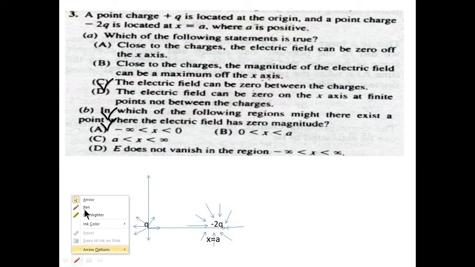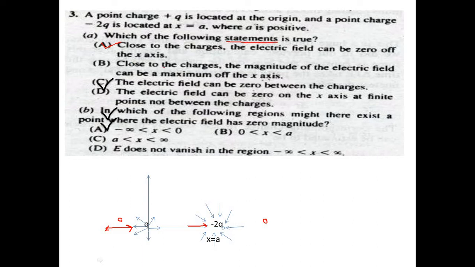Now let's draw the field lines. For this it's saying that close to the charges the electric field can be 0 off the axis, right? So here plus q charge is in this direction and minus q charge is in this direction. If I extend this one and take it as here, both are cancelling each other. There is a possibility that it is 0 here or in this region. So option A is the correct option, as it is asking which statements could be true, right?